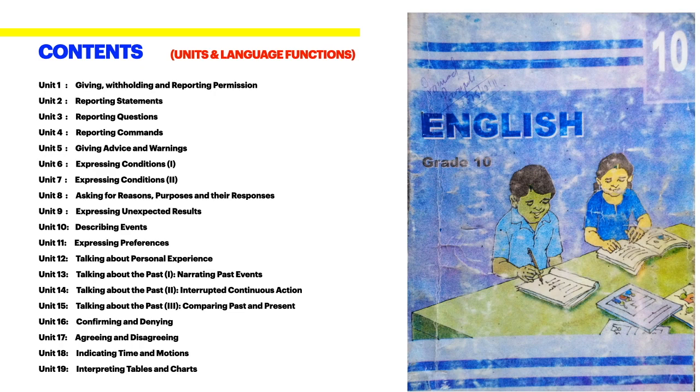Unit 9, expressing unexpected results. Unit 10, describing events. Unit 11, expressing preferences. Unit 12, talking about personal experience. Units 13, 14, 15 are all about talking about the past: 13, narrating past events; 14, interrupted continuous action; 15, comparing past and present. Unit 16, confirming and denying. Unit 17, agreeing and disagreeing. Unit 18, indicating time and motions. And finally Unit 19 is concerned with interpreting tables and charts.